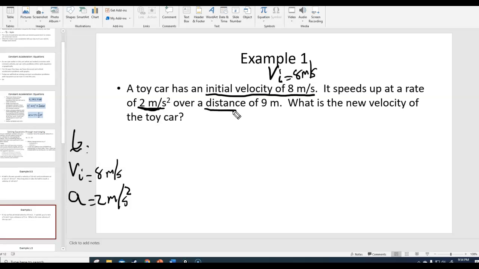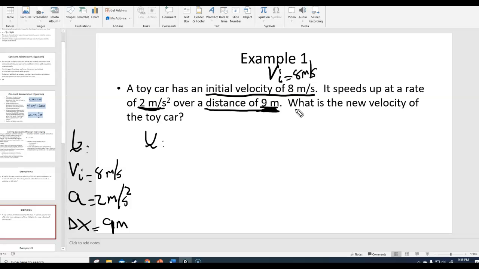Over a distance of 9 meters. Now even though it says distance, the only thing measured in meters is delta x. That is displacement. Even though technically speaking distance and displacement are not the same thing, they can be in certain situations. And in this particular situation, they happen to be the same. So delta x equals 9 meters. Nothing else in any of these problems is going to be in meters besides delta x, which is displacement.